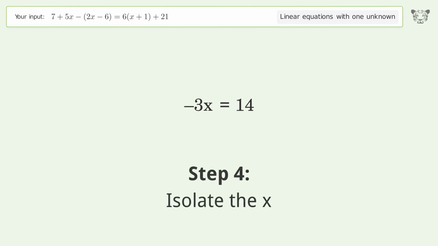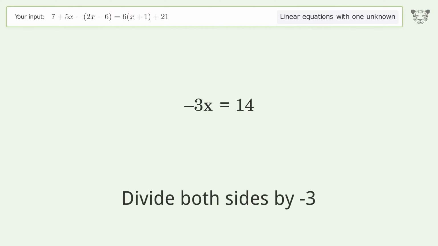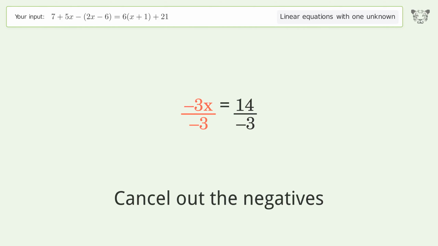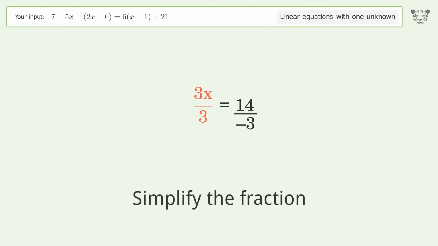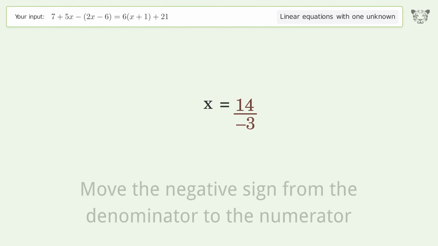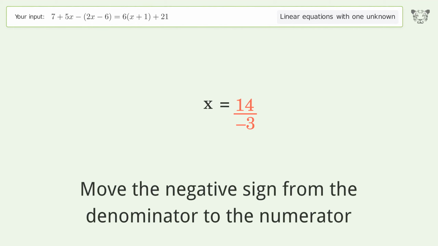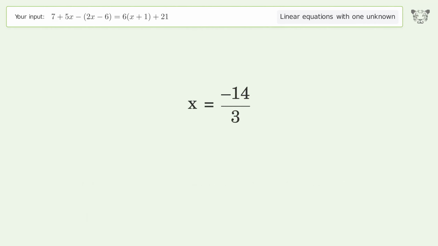Isolate the x. Divide both sides by -3. Cancel out the negatives. Simplify the fraction. Move the negative sign from the denominator to the numerator. And so the final result is x equals -14/3.